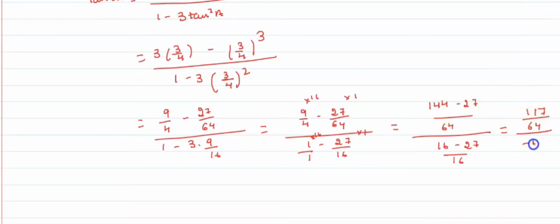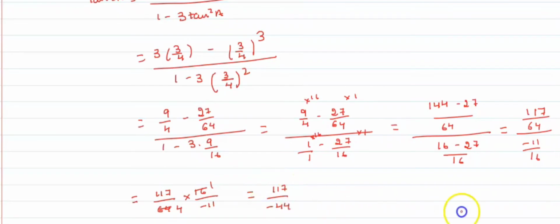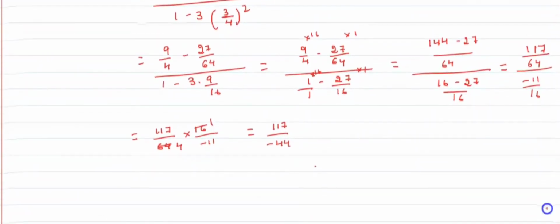The denominator is negative 11 by 16. Since you have multiple divisions, let me write the reciprocal of the second fraction. So this will be multiplied by 16 by minus 11. 16 ones are 16, 16 fours are 64. So this is 117 by negative 44. So this is your final answer.